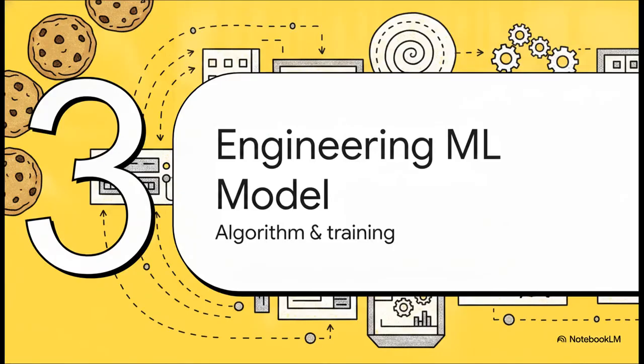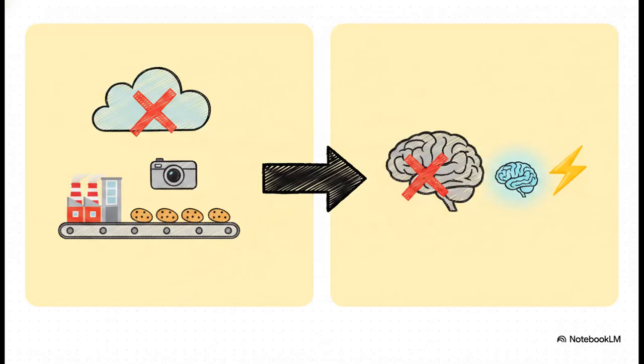Okay, phase 3, actually engineering the ML model. This is the really fun part, where our carefully curated cookie data is finally fed into the algorithms. But here's the crucial point. This shows that powerful ripple effect between the phases I mentioned earlier.